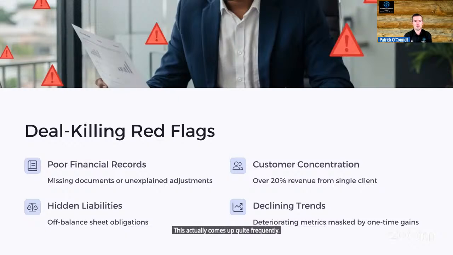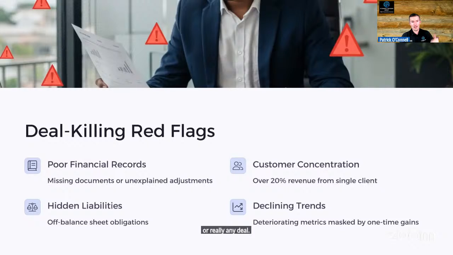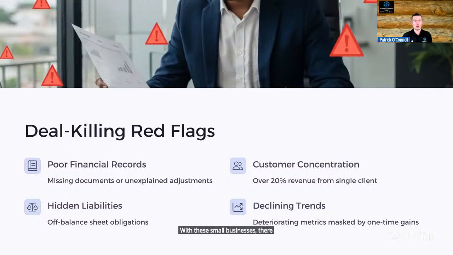So my advice, if you're pursuing an asset deal, or really any deal, make sure that everything that's business related is being reported on the financial statements and included at the time of sale. With these small businesses, there can be a risk that there is improper financial reporting. So that's just something to keep an eye out for.